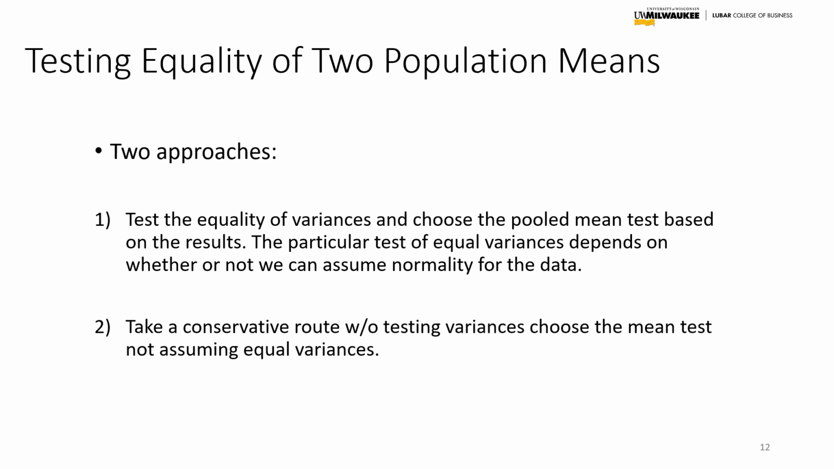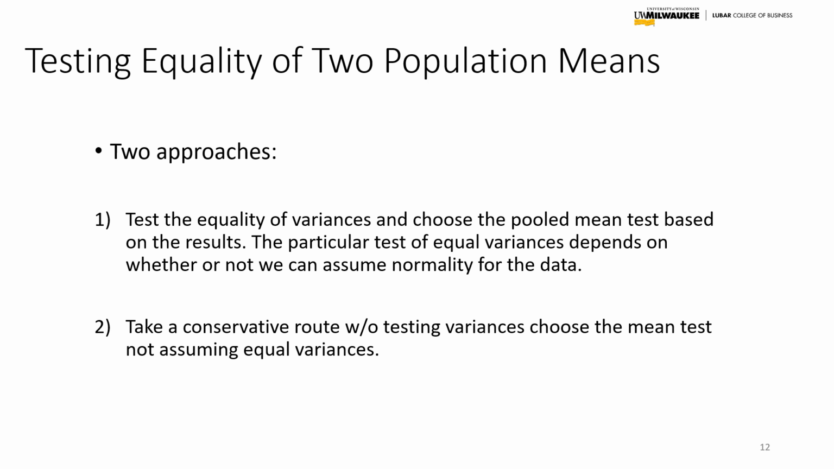And so there are a couple approaches here. We could test for the equality of variances, and if we do not reject that equality hypothesis, then we can choose what we call a pooled mean test, which is ultimately a t-test that's based on pooling the data altogether. Now, I should note that the test of equal variances depends on whether or not we can assume the data are normal or not, the particular test.